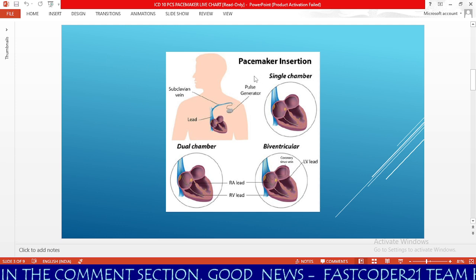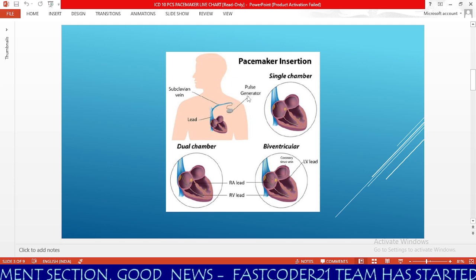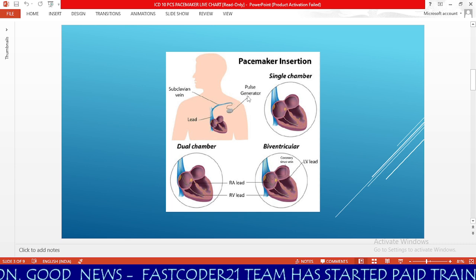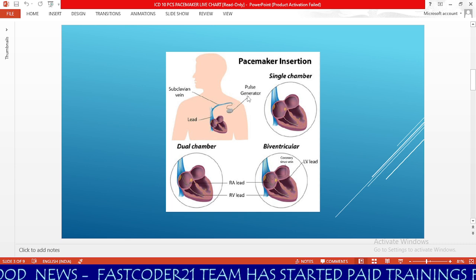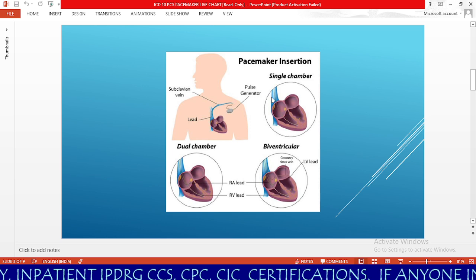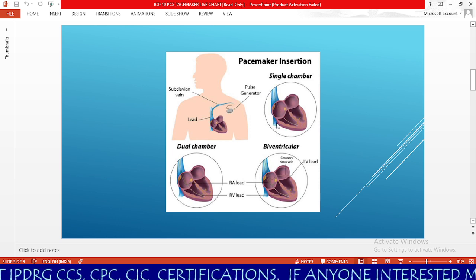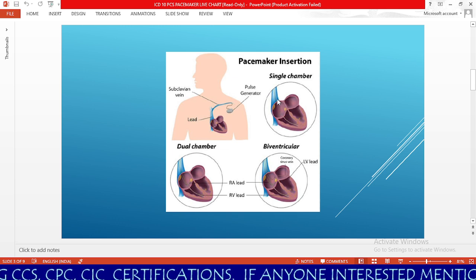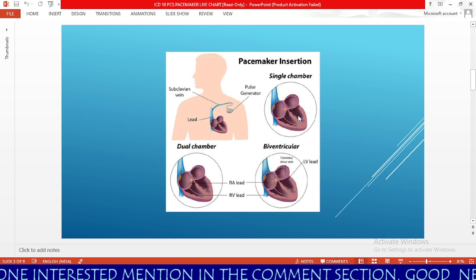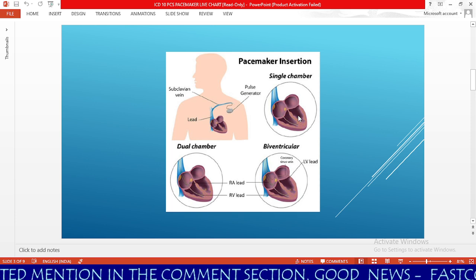So this is the image for pacemaker insertion. This is the single chamber. This pulse generator is common for every pacemaker, however we have differences among the lead placements. The first one is the single chamber pacemaker. As all of us know, in the heart we have four chambers: right atrium, right ventricle, left atrium, left ventricle. So in total we have four chambers in the heart.